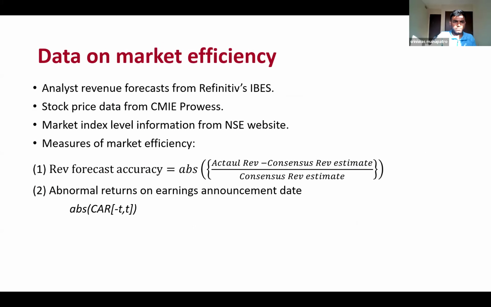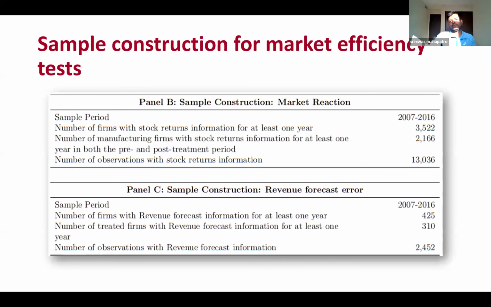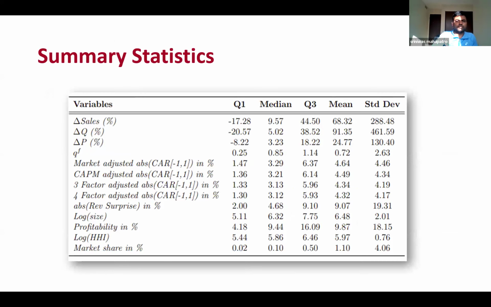Okay, so I'll go ahead. On the market reaction test and the revenue forecast test, we are looking at a time period from 2007 to 2016, 5 years before and 5 years after. I'll come to the design part of it. And there we have roughly these many observations. These are the summary statistics.